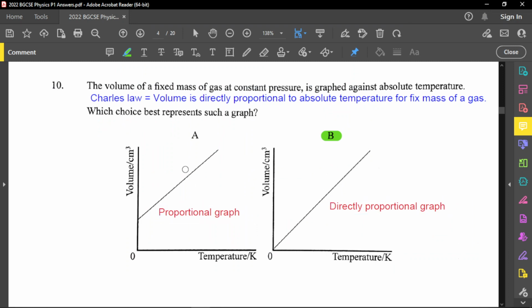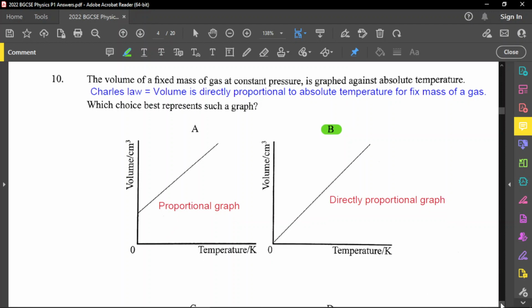B. For graph A, it is proportional but not directly proportional. So let me explain the difference between graph A and graph B. For you to be directly proportional, you must go through the origin, which is where the x and y axis meet. So therefore, at the 0 point, the line must start through there. This is proportional because it did not start from or go through the origin. All right, so it's just a proportional graph.